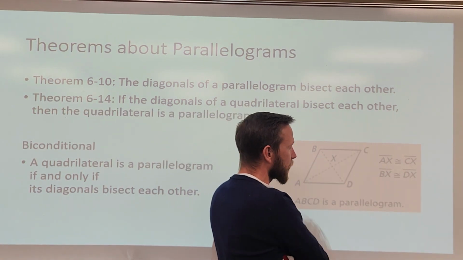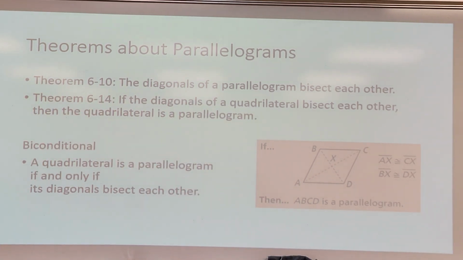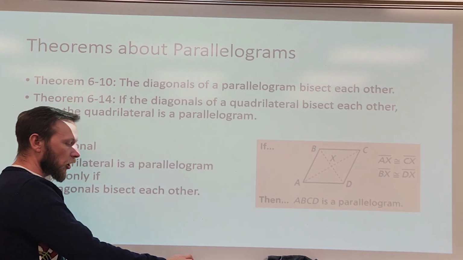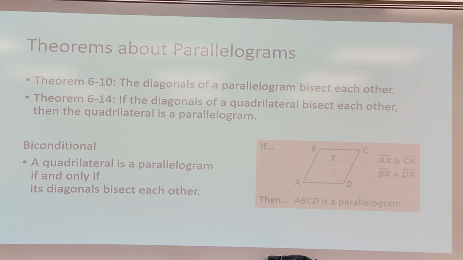If we know that the opposite angles are congruent, then we have a parallelogram. If we know that the consecutive angles are supplementary, then we know we have a parallelogram. If we can show that the diagonals bisect each other, or if we're given that the diagonals bisect each other, then we can show that we have a parallelogram.